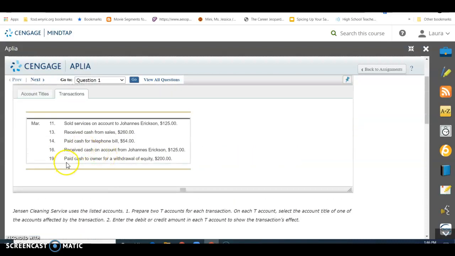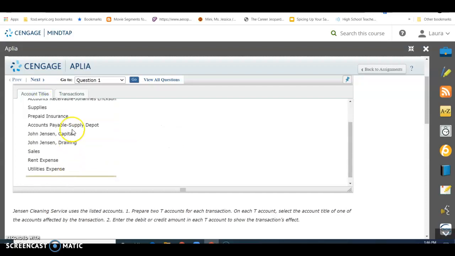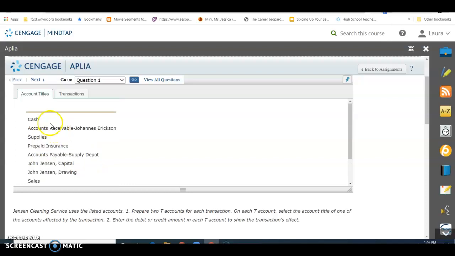Last one, the 19th, paid cash to owner for a withdrawal of equity of $200. All that basically means is the owner took money out of their business. So what did we do here? Our owner is John Jensen, and when they take money out, it's called drawing. Think of a withdrawal, and they withdrew cash.